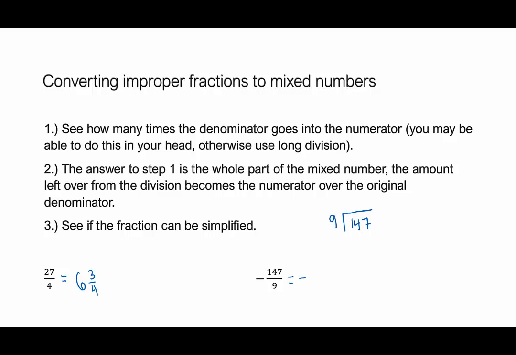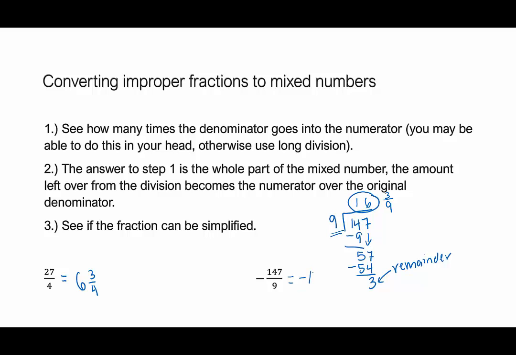So 9 goes into 14 one time, minus 9. 14 minus 9 is 5. I bring down the 7. 9 goes into 57 6 times, that's 54, minus 54, and I have a remainder of 3. So this is my remainder. This is what gets left over the original denominator. So here's my whole part, and then this becomes a fraction. The remainder becomes a fraction over the divisor, over 9.